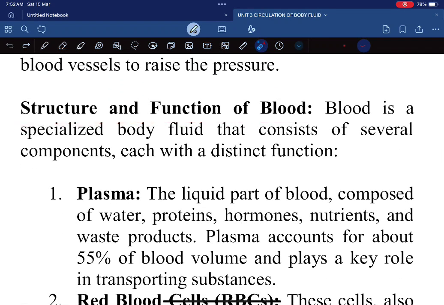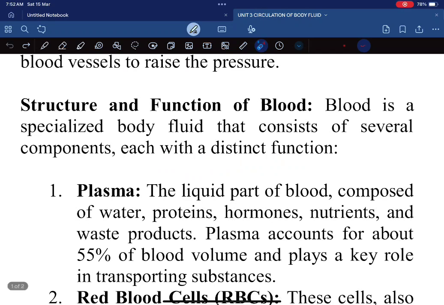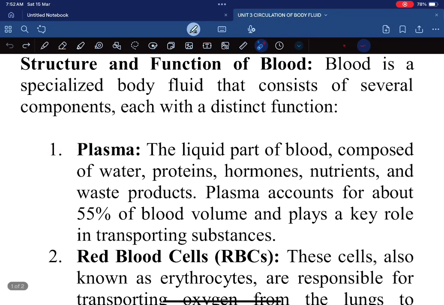Structure and functions of blood. Blood is a specialized body fluid that consists of several components, each with a distinct function. First, plasma. The liquid part of blood, composed of water, proteins, hormones, nutrients, and waste products. Plasma accounts for about 55% of blood volume and plays a key role in transporting substances.